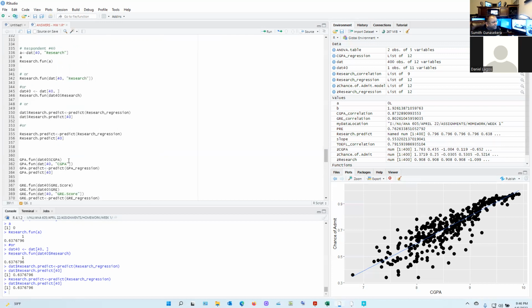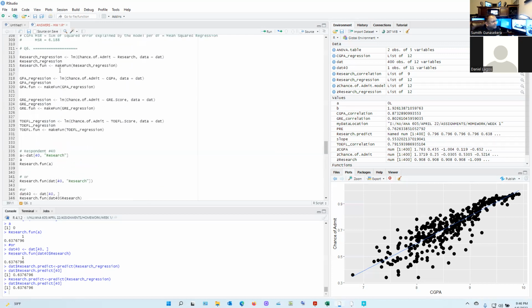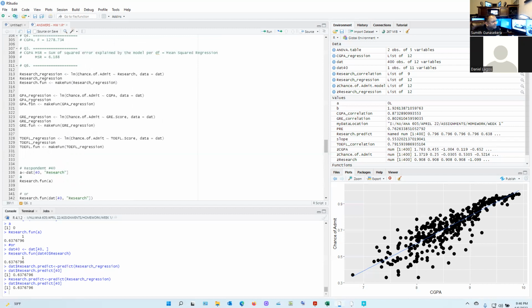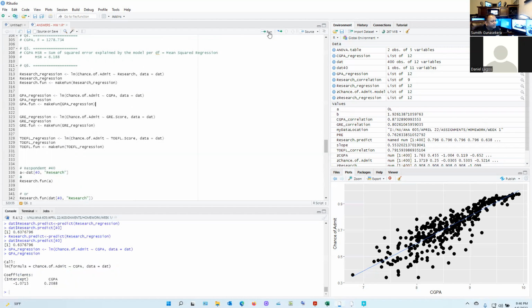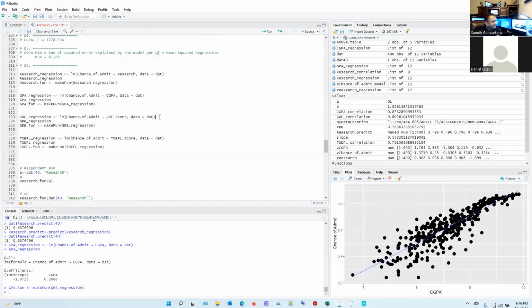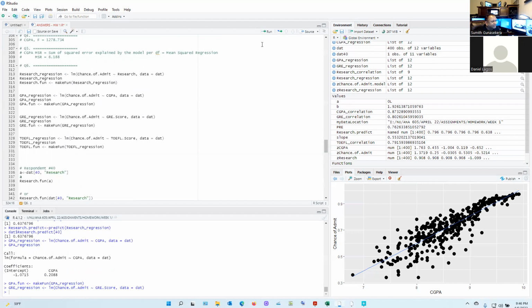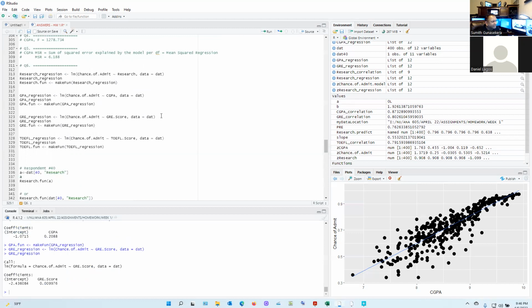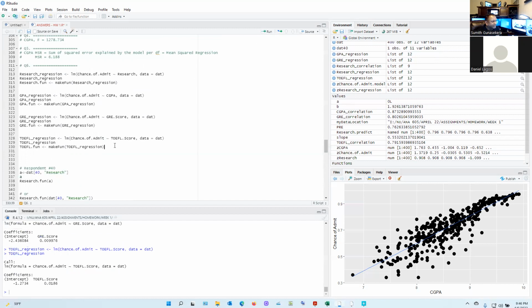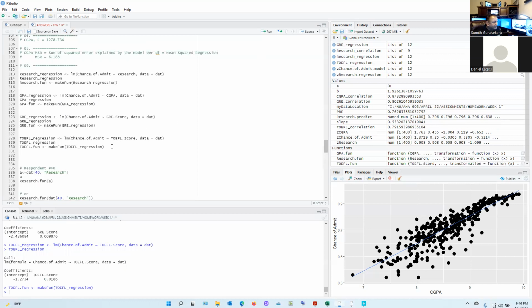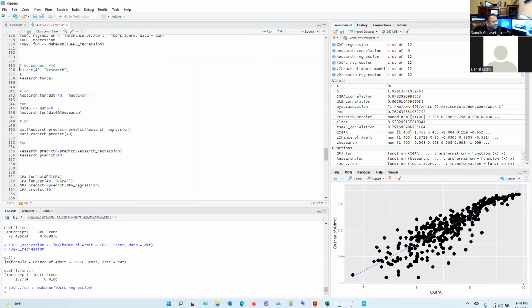This is based on the CGPA. I created a function based on CGPA, regression. Same way, you have a function based on GRE score, and this one based on TOEFL score. I created a function in that way. Whenever I have any value, I can plug it in and evaluate based on the TOEFL value. What's the TOEFL value for that particular 40th person? So then I created my functions.